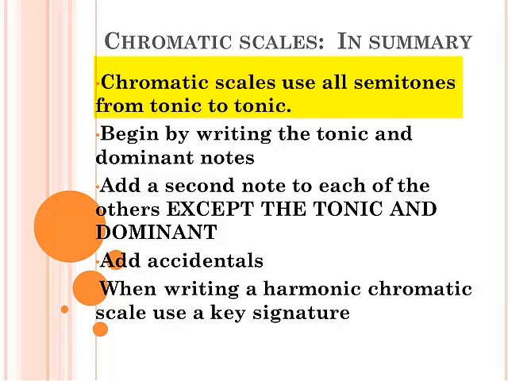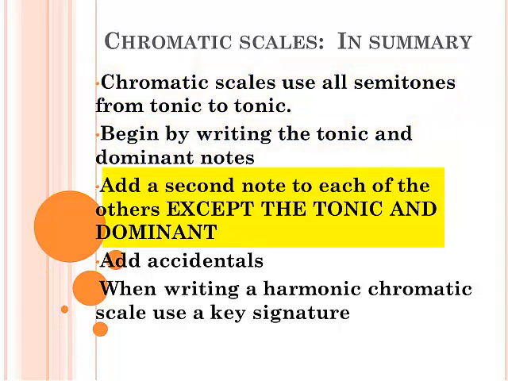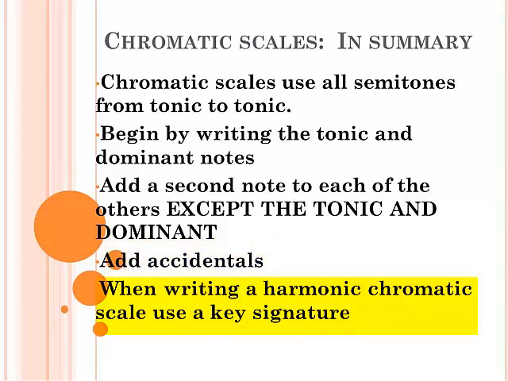You'll begin by writing the tonic and the dominant notes. Then you can add a second note to each of the other notes. However, you only have 1 note for the tonic and the dominant. The next step would be to add accidentals. Remember that when you're writing a harmonic chromatic scale that you can use a key signature.